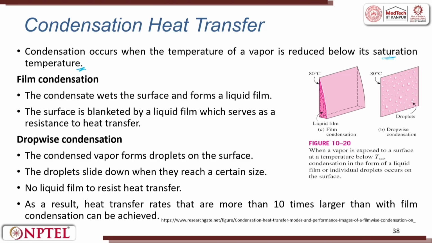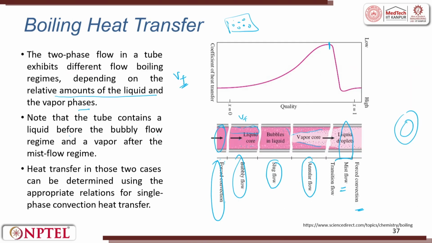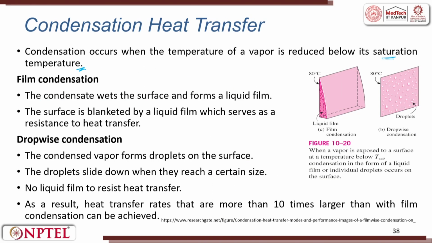We have seen this point. The film condensation. So, till now it was boiling. Now, we are trying to see condensation. Boiling was the heated side. Condensation was the vapor to liquid side. The condensate wets the surface and forms a liquid film. The surface is blanketed by a liquid film which serves as a resistance to heat transfer.